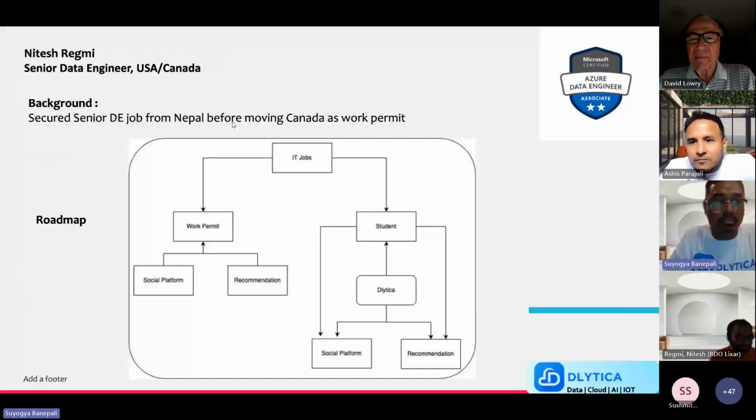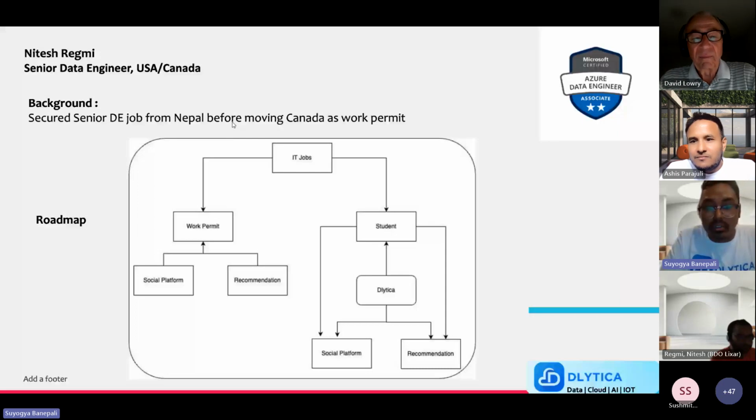Now moving on to the next speaker, we have Nitesh Regmi, and he is also an interesting guy. He works as a senior data engineer in one of the top companies in USA/Canada right now. He's a Microsoft certified Azure data engineer. A little bit of background about him: he also secured a senior data engineer job from Nepal itself prior to Canada. He also has 7 years of experience in the data and AI field.